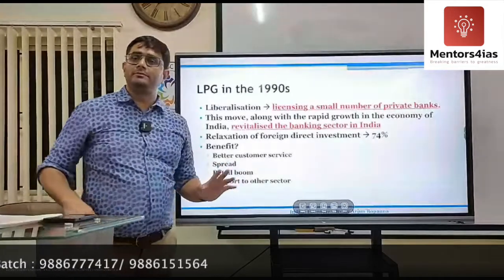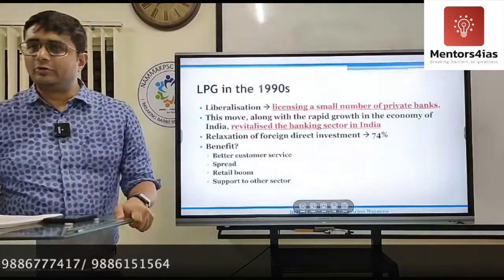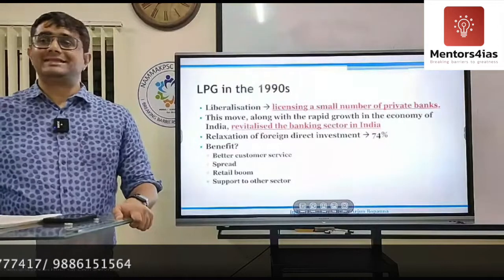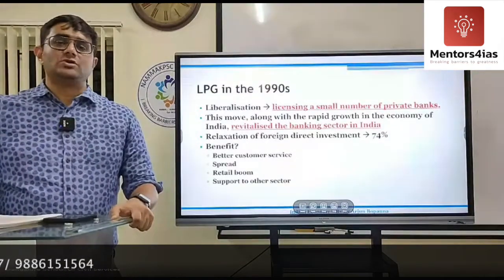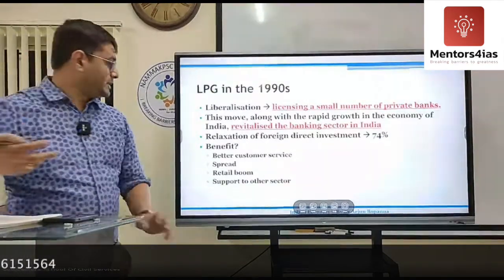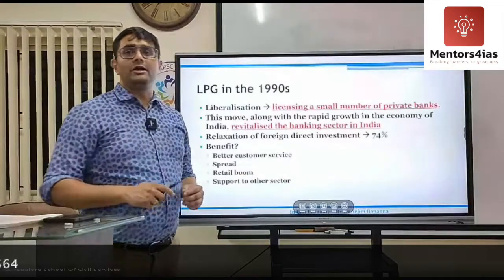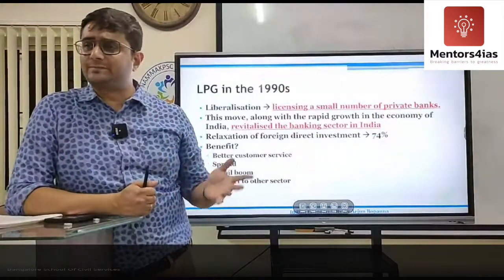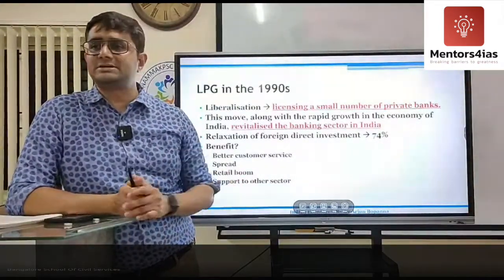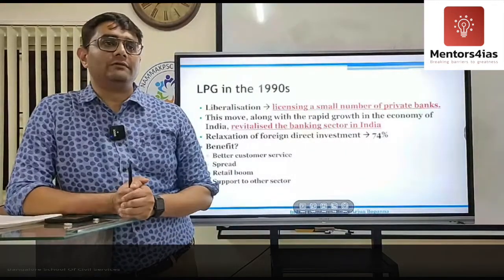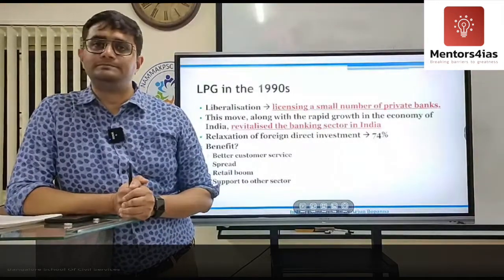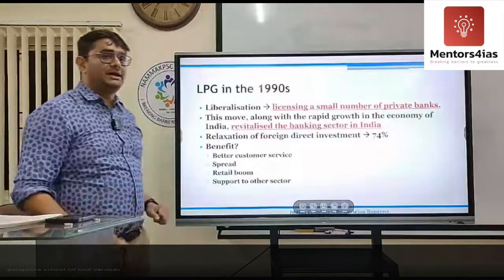There was a retail boom also. People started to borrow money, spend money, and invest money. So all this led to a lot of retail boom in India, and also support for various sectors like the export sector and service sector. All this benefited a lot because of the banking sector boom. So that is what happened in the 90s.